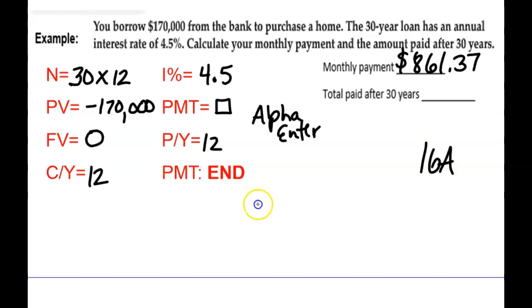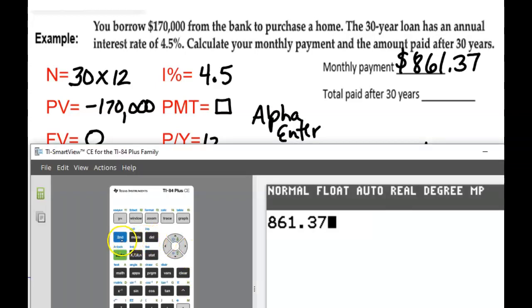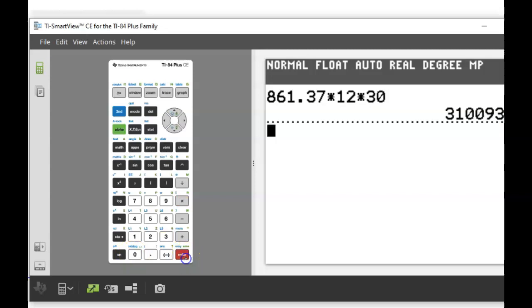How would we do that, guys? We paid that every month, so we multiply by 12, and we did it for 30 years. Does that make sense to everybody? Okay, so you have to go back to the home screen, so it's second mode to quit. And then 861.37 times 12 for 30 years, or you could have just done times 360.